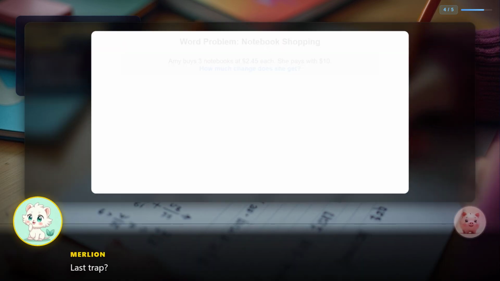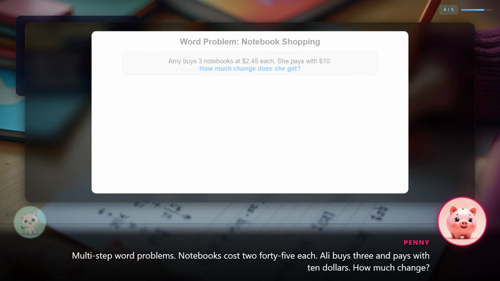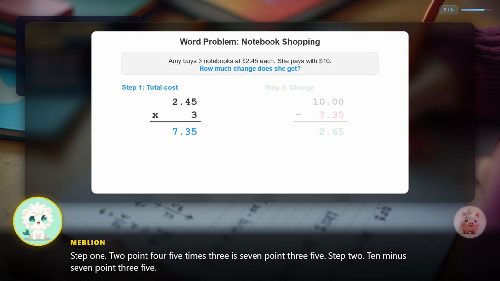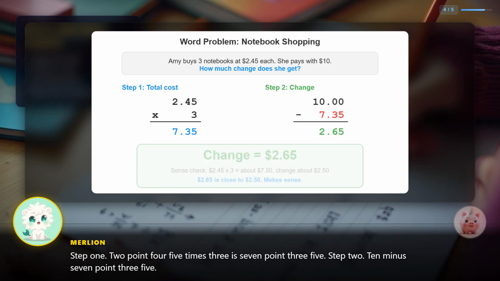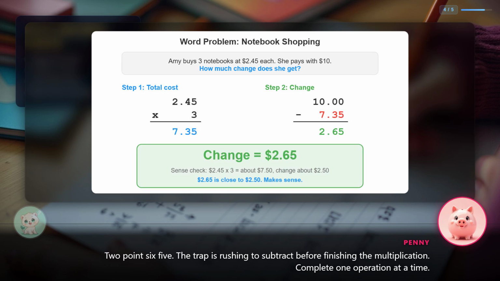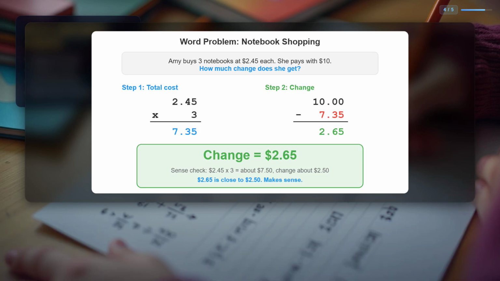Last trap? Multi-step word problems. Notebooks cost $2.45 each. Ollie buys 3 and pays with $10. How much change? Step 1. 2.45 times 3 is 7.35. Step 2. 10 minus 7.35. 2.65. The trap is rushing to subtract before finishing the multiplication. Complete one operation at a time.